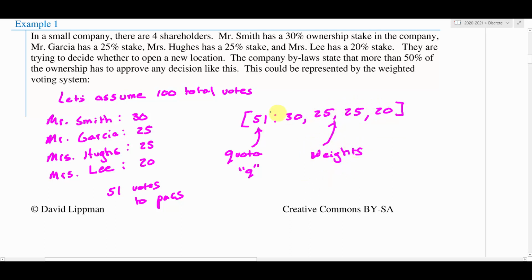Okay. And just by looking at this, we can tell that we have 4 players, we can see what their weights are, and we understand what the quota is for this voting system. So some typical problems that you might get, they might describe a situation like this, or describe it in a different way, and your goal is to come up with a voting system using this notation to describe it.